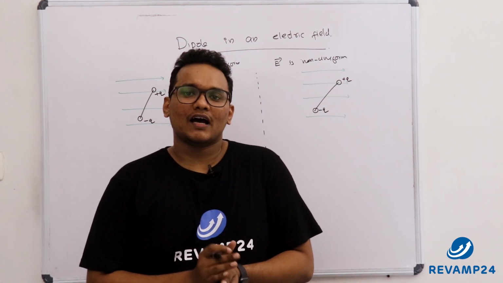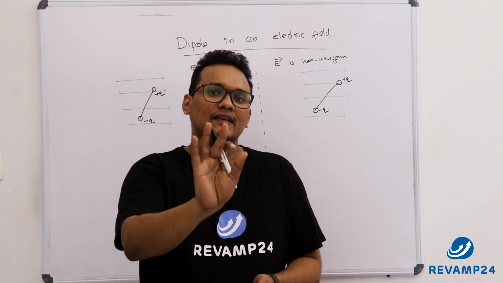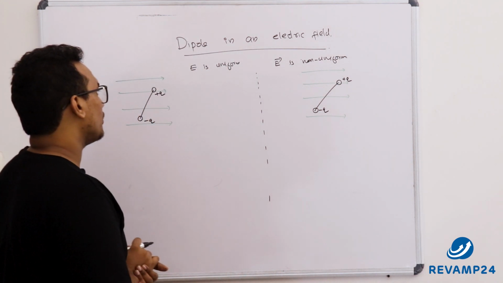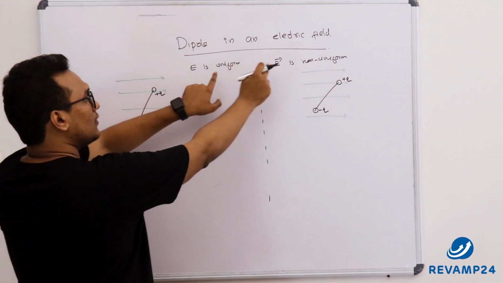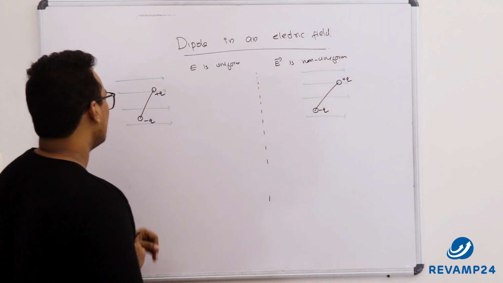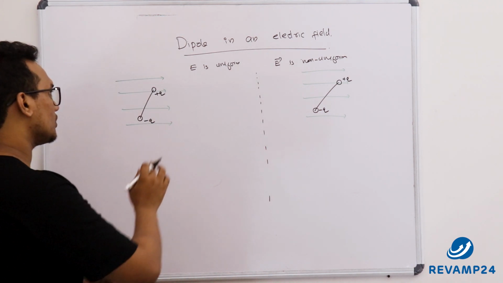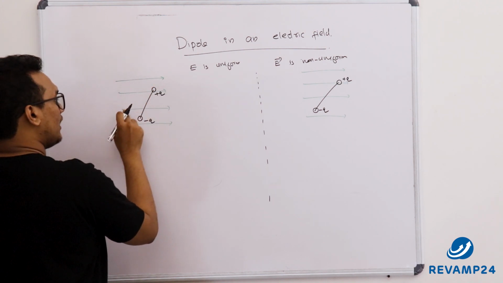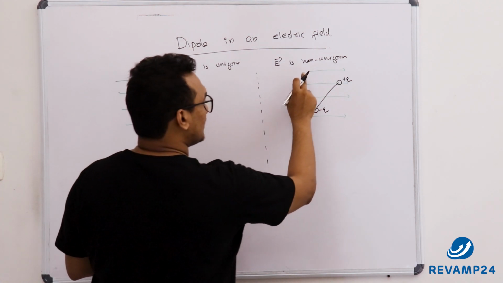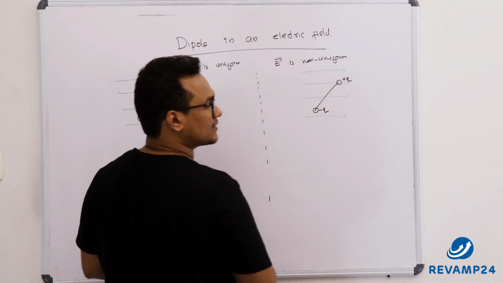In this video, I will explain what will happen when we keep a dipole in an electric field. I am going to consider two types of electric field here: one is uniform electric field, and one is non-uniform electric field. These green colored lines represent my electric field. Uniform electric field means the electric field at every point is the same. Everywhere here it is the same. But here the electric field lines or electric field intensity at these points are not the same.